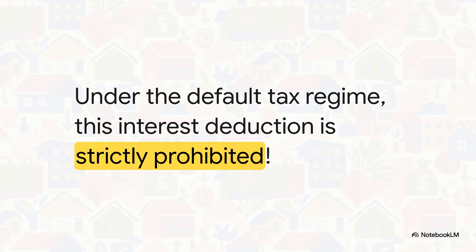Now, I really need to highlight a crucial modern caveat here that could upend your entire tax strategy. The government recently introduced a new default tax regime under Section 115BAC. If you choose to file your taxes under this new default regime, that fantastic interest deduction for a self-occupied house property is completely wiped out. It is strictly not allowed. You absolutely have to run the numbers carefully to see which tax regime actually saves you more money overall.